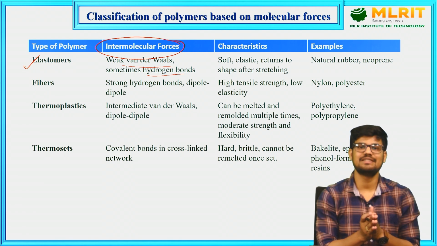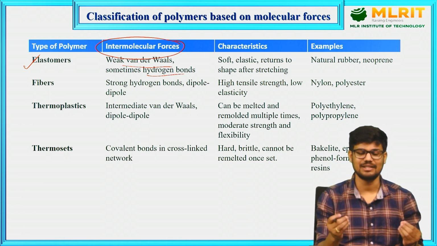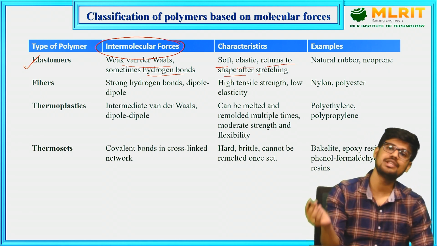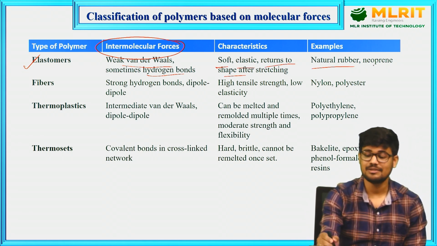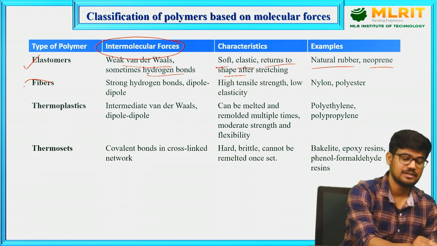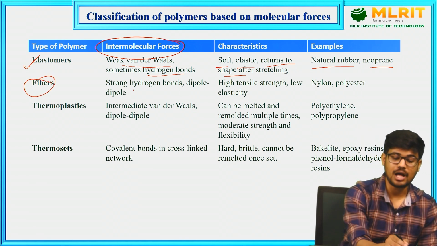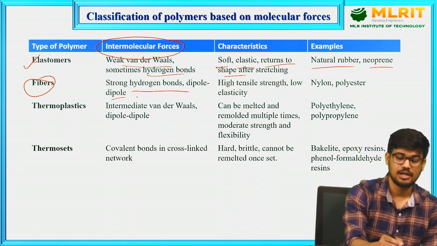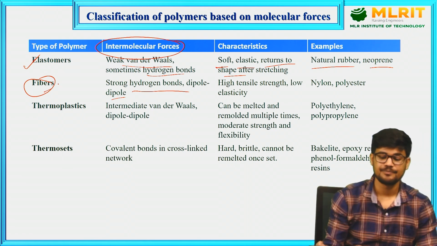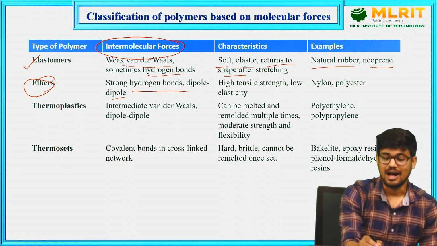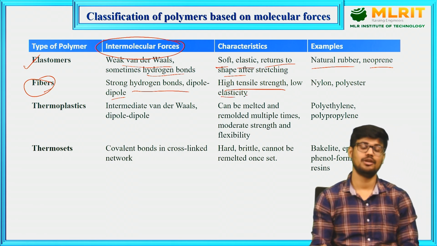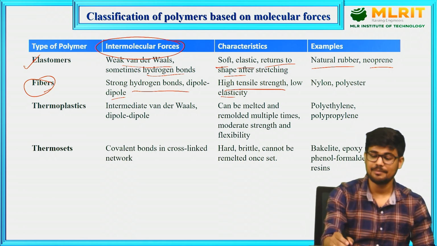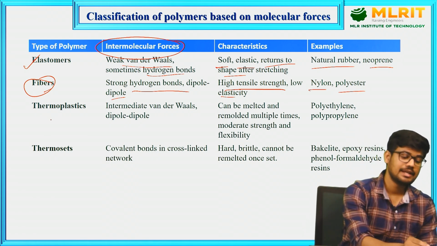From the name itself, you can think elastomer means elastic. You can expand and compress it. It is soft and elastic, and it can return to its original shape. Examples are natural rubber and neoprene. Fibers have strong hydrogen bonds, dipole bonds, all these molecular forces. The characteristics are high tensile strength and low elasticity. Low elasticity means you cannot expand and compress easily. Examples are nylon and polyester.